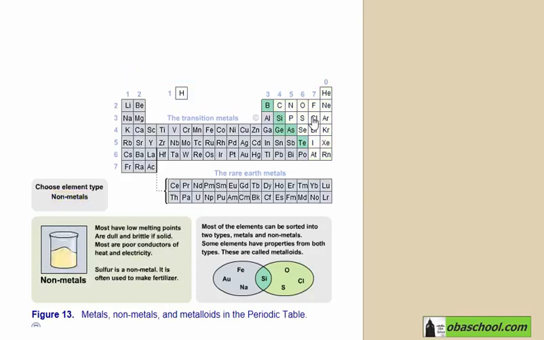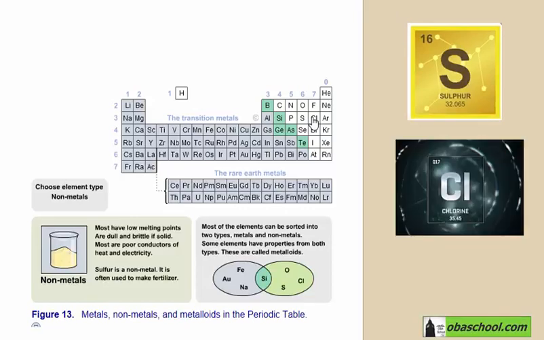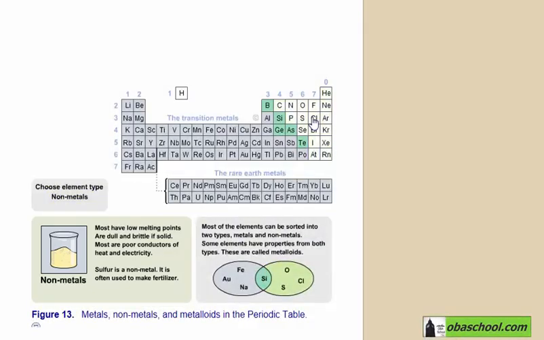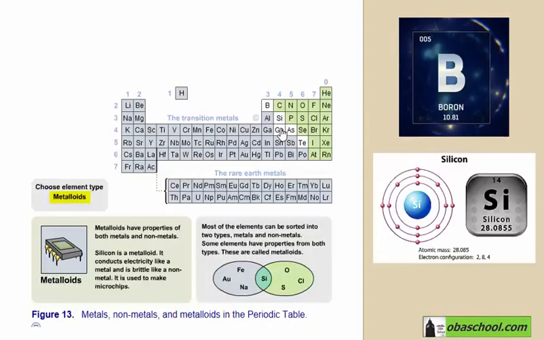On the other hand, neon, oxygen, nitrogen, sulfur, and chlorine, for example, are all nonmetals. They have low melting points, they are dull and brittle if solid, and most are poor conductors of heat and electricity. Here we have metalloids, which have properties of both metals and nonmetals. Boron and silicon, for example, are examples of metalloids.